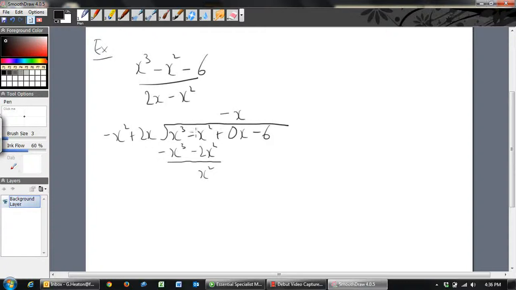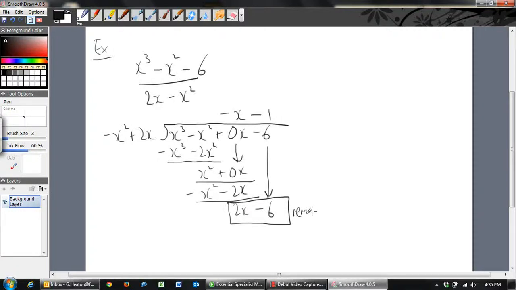Okay, just let me check that. Negative x squared plus 2x squared. Yep, gives me that. And then we bring down our 0x here. And then we do our next calculation. What do we need to multiply this by to get x squared? Well, we need to multiply by negative 1. So multiply that by negative 1, you get x squared minus 2x. And then we do our subtraction. That minus that is 0, good. That minus that is 2x. Okay. And again, bring down your negative 6. And what we have here is the remainder. Okay, so that's our remainder there.